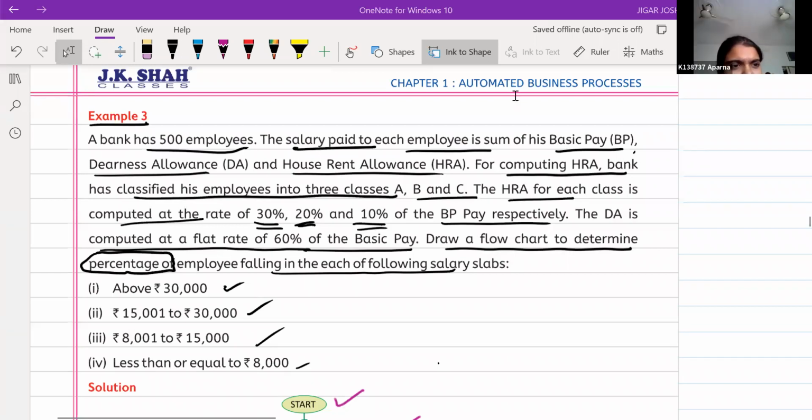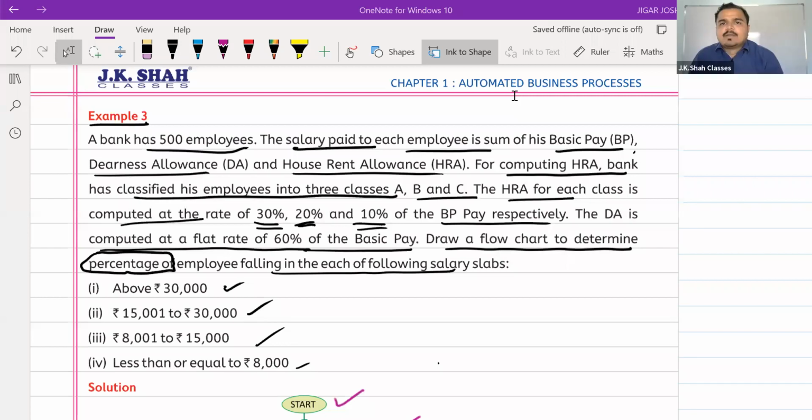Sir, in this question, how do I determine if it's input or read? They haven't given anything about what has been inputted in the system. So you can take any of them. Presuming that a bank has 500 employees, the database is already with the bank and we are calculating, so they had taken read. Okay, sir. Thank you.